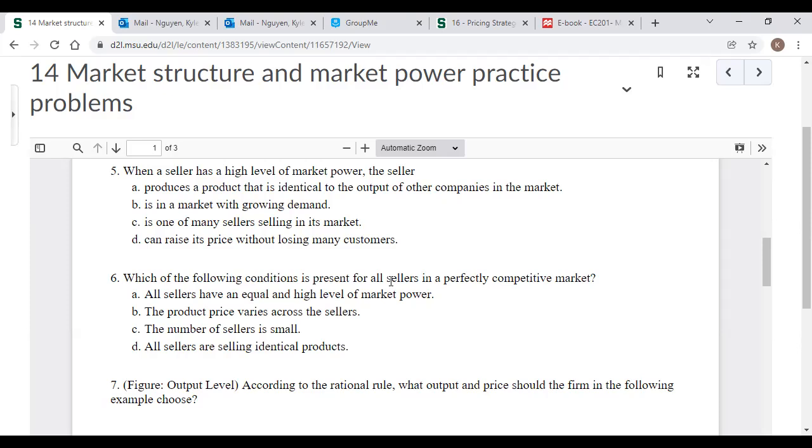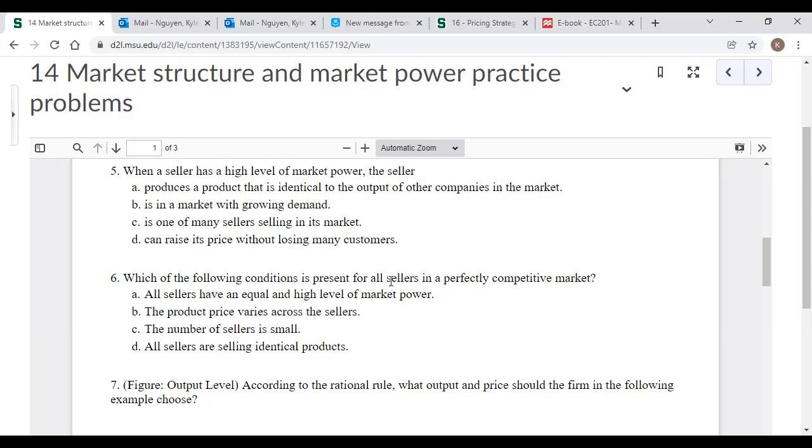So A is incorrect. B, the product's prices vary across the sellers. Just like I told you before, in a perfectly competitive market, the price is the same. Each of the sellers sell at the market price and they don't sell at their own unique price. So B is incorrect. C, the number of sellers is small. That is also not correct because in a perfectly competitive market, like I said, there are many sellers. That's one of the reasons why there is very low market power.